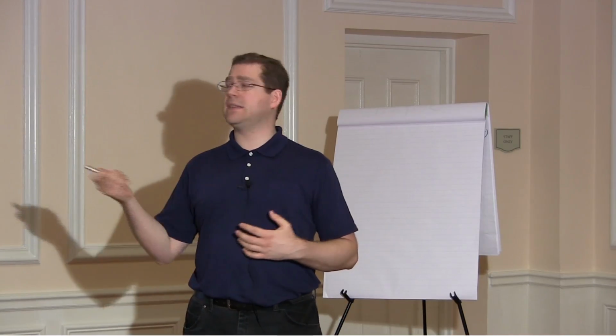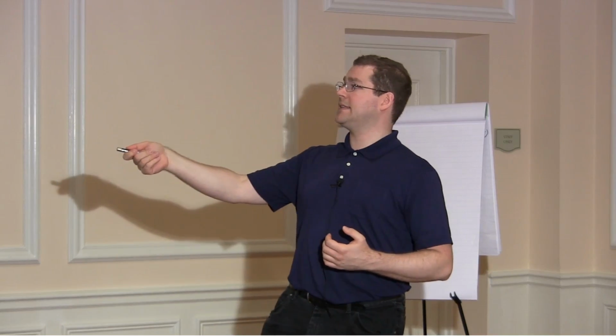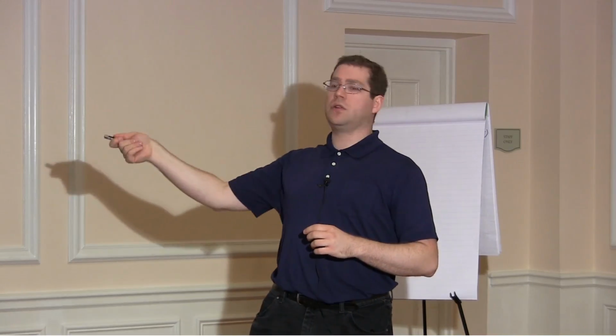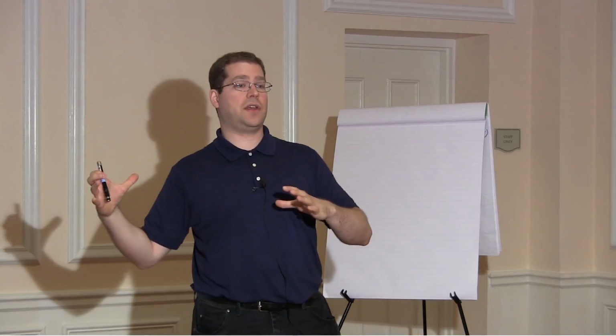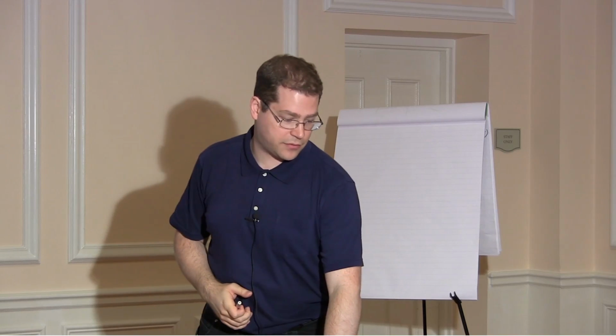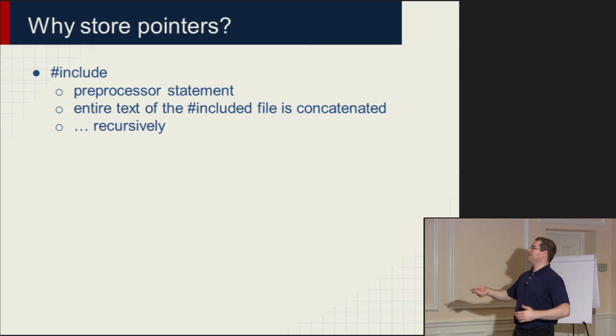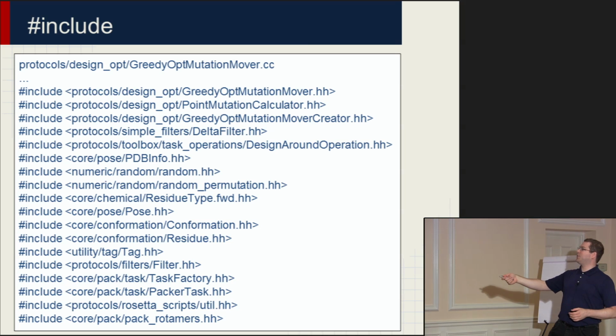So when it does the include, it does a very simple text-based replacement. Basically it takes this include, finds the file that you're including, and substitutes this include line for the entire contents of the file. So the entire contents of the file you're including are basically copied into the file it's being included from. And this happens recursively. So here's an example. Here's the protocols design op greedy opt mutation mover, and here's a section from the top of the file showing your includes. So we have this nice long include list.